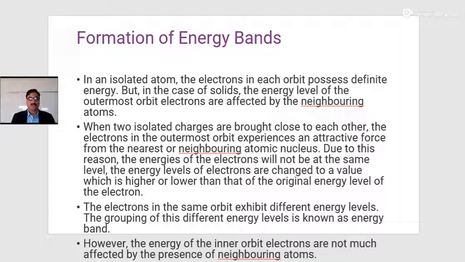all of you know in 1 cubic centimeter volume there are approximately 10 to the power 22 atoms. So when the number of atoms is increased in comparison to 1, then energy levels are presented in multiple number.